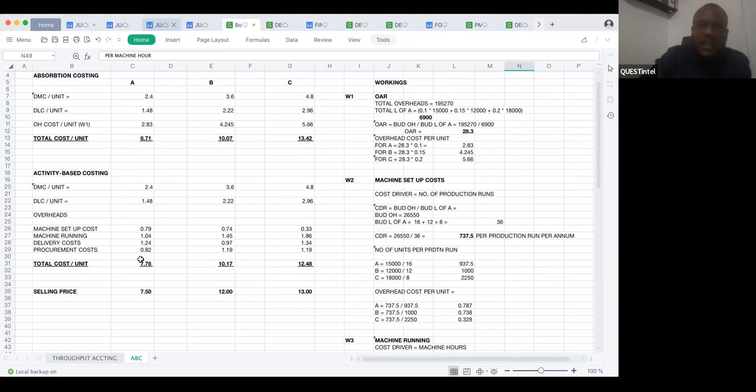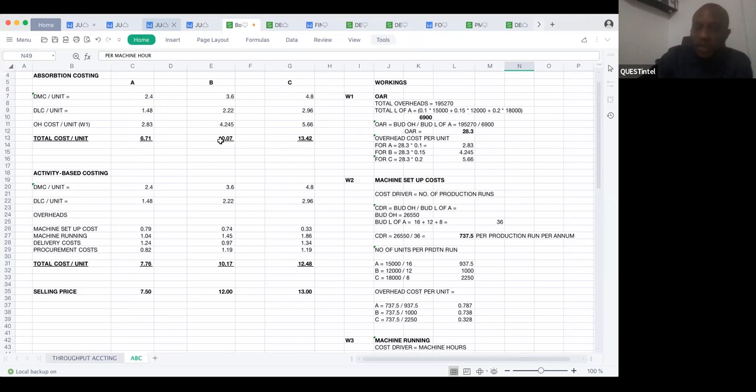So since when ABC is used, we find out that product A is loss-making, a consideration should be made about increasing the selling price, or where that is not possible, then there might be a consideration of ceasing the production of product A entirely. However, product C, that would have been seen as loss-making, is actually profitable, and so resources can be channeled to product C to increase the amount sold and thereby increase profitability.